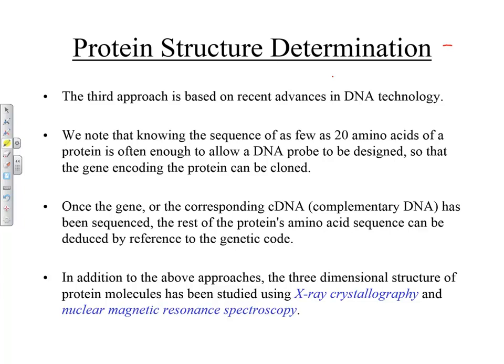So we note that knowing the sequence of as few as 20 amino acids of a protein is often enough to allow a DNA probe to be designed so that the gene encoding the protein can be cloned. Cloned means many copies can be made. Once the gene or the corresponding complementary DNA, again this is Greek to you right now, has been sequenced, the rest of the protein's amino acid sequence can be deduced by reference to the genetic code. The genetic code is going to tell you which 3 letters map into which amino acid. It's a degenerate code, but it's a universal code. It's used in all organisms. And the people that found the genetic code got Nobel Prizes in the 60s.